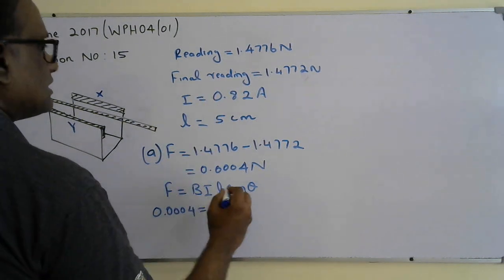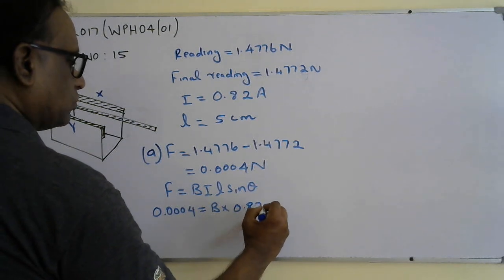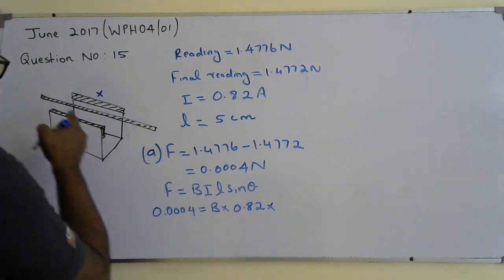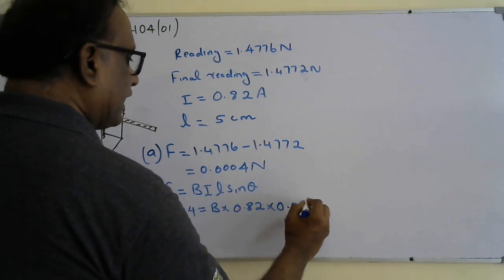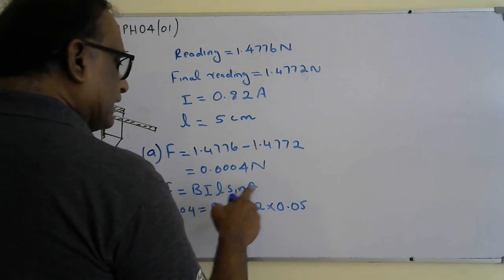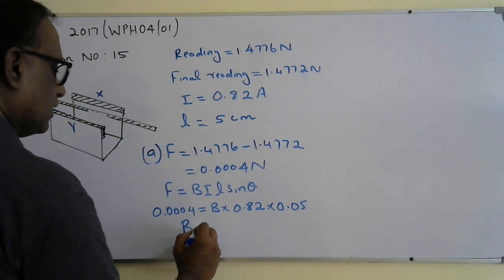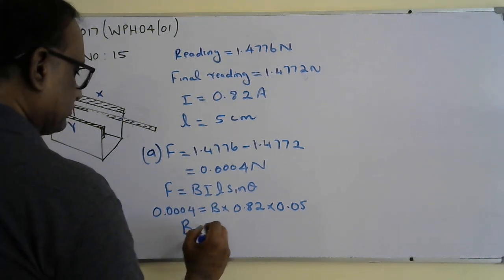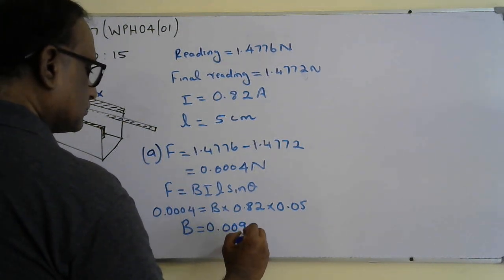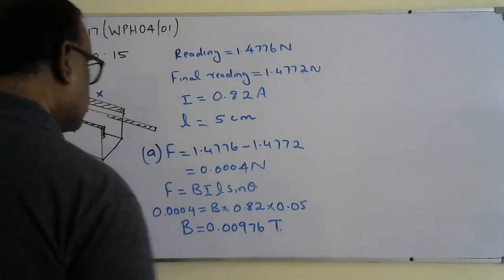Current flow is given as 0.82. The length of the wire inside the magnetic field, this length is given as 5 cm, 0.05. And sine theta is 1. Find the B. So the answer will be 0.00976 Tesla.